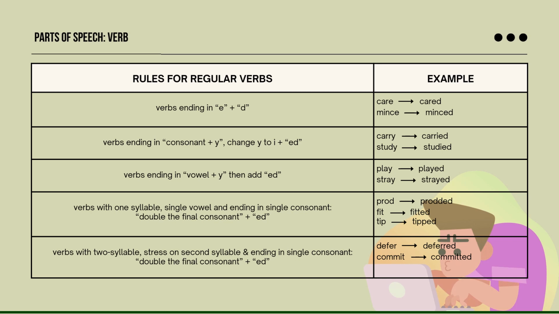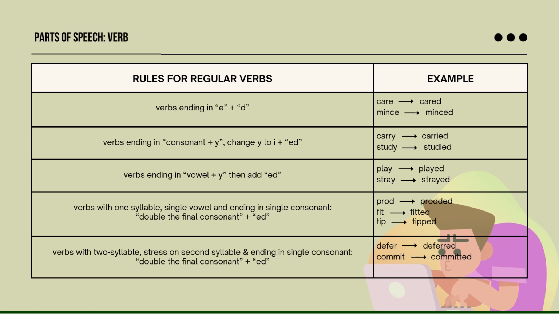Also, we have verbs with one syllable, single vowel, and ending in a single consonant. The rule is we have to double the final consonant plus add ed. Okay, like prod, we have prodded. Fit, fitted. Tip, tipped. So instead of just adding ed, we doubled the last letter. For prod, doble na yung D. Fit, doble na yung T. Tip, doble na yung T, and then we add ed.